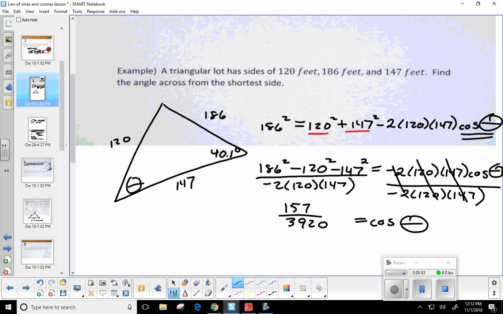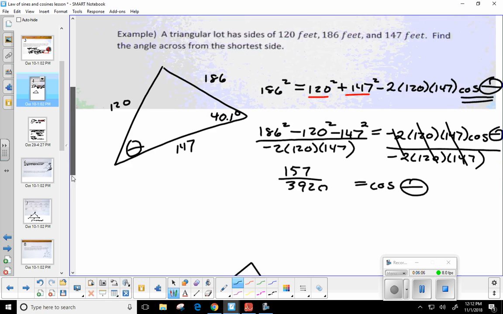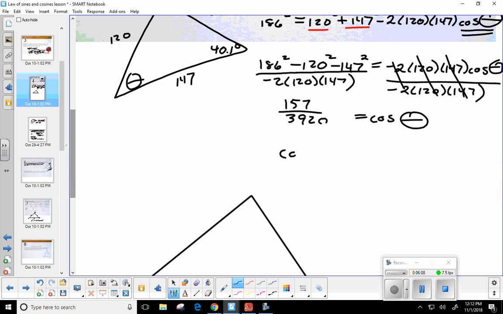I'm looking for the angle measure given the side lengths. Okay. Every time you're looking for an angle measure, you have to take the inverse. So what I'm going to do here is take the inverse cosine of that ratio, and that's going to give me theta. That's going to tell me exactly how big that angle is.